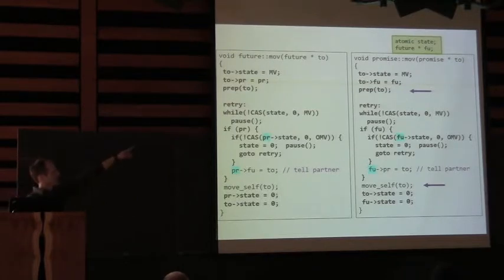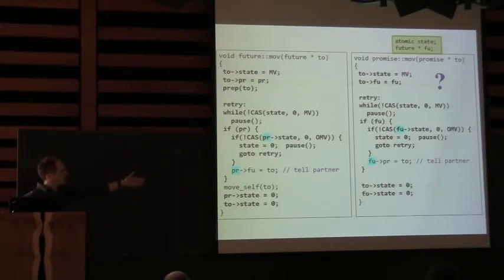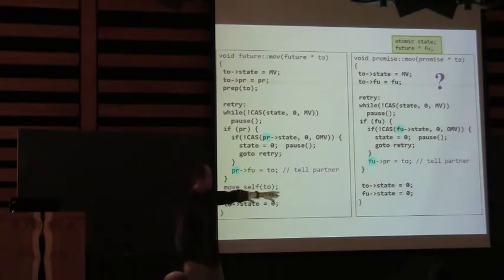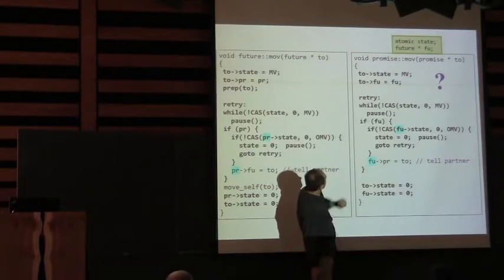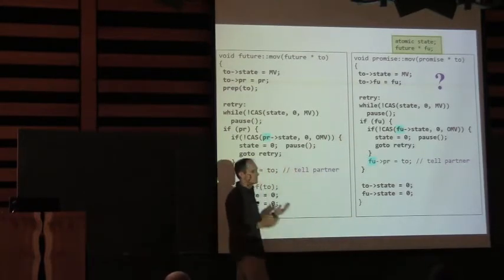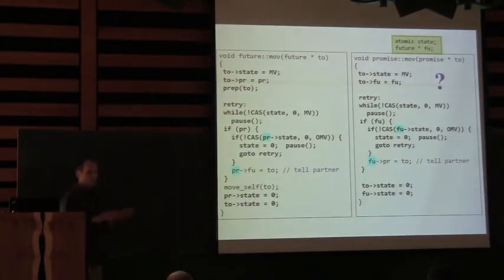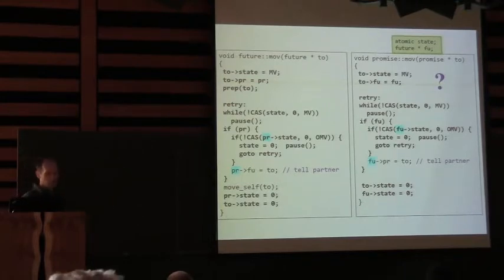So let's look at the promise, since it's the simple case, and make sure we get everything moved. We do the prep and the move self. I claim there's nothing in that except for state and the pointer, and we've already taken care of state and pointer. We've set the state. We've set the pointer. There's nothing else to do, right? Those little functions there don't actually exist.